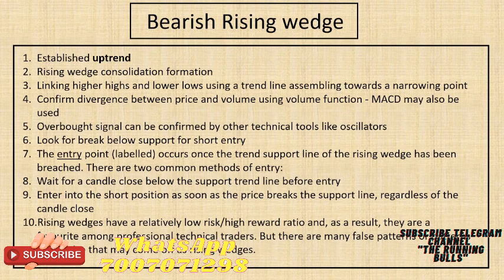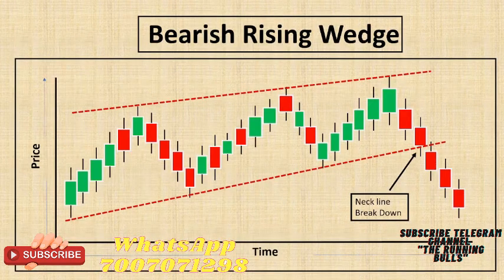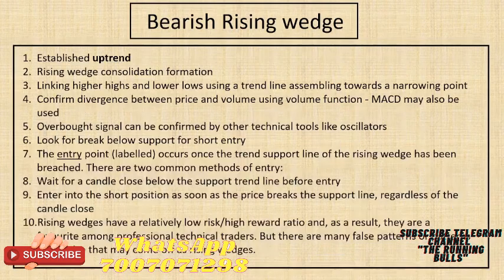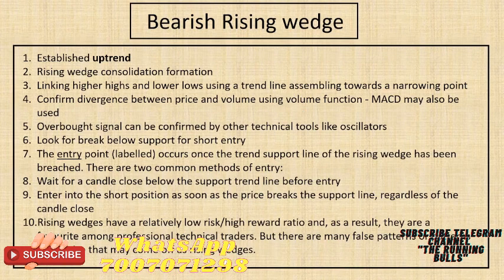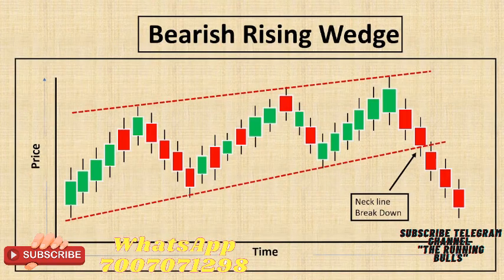Look for breakout support for a short entry. So if you see at the lower end there is a support. Once the breakout is given, we can take an entry. The entry point is labeled when the trend line is broken. Obviously, we have seen a trend line has been broken. Wait for the candle to cross. So you have to wait for a candle to cross this lower end.